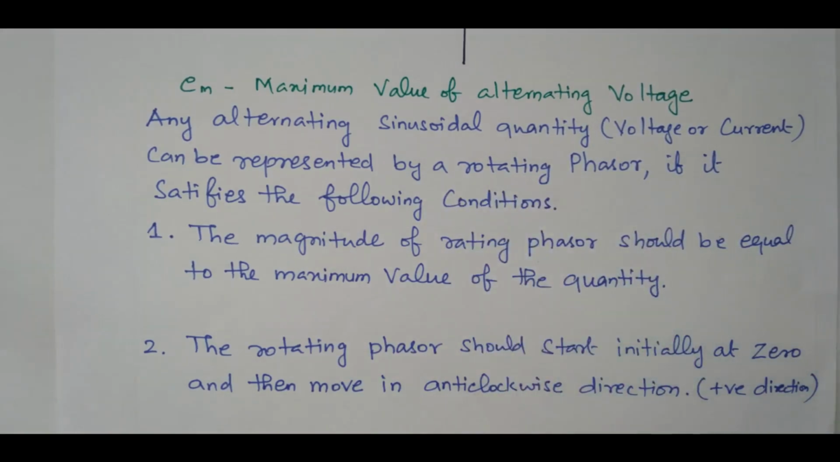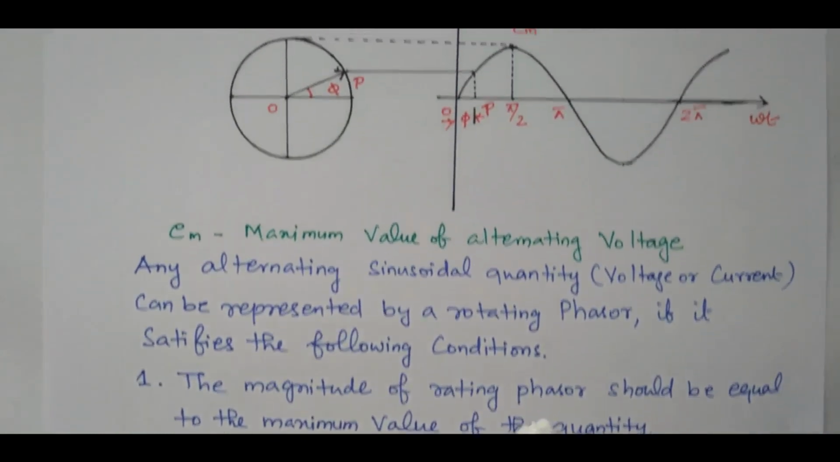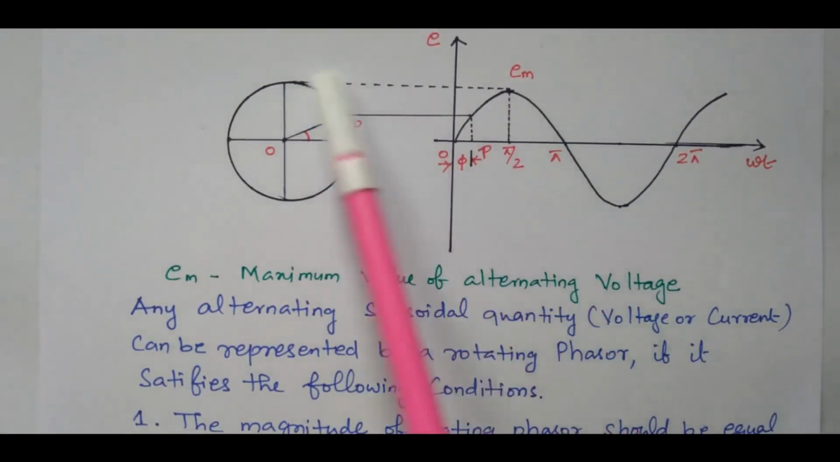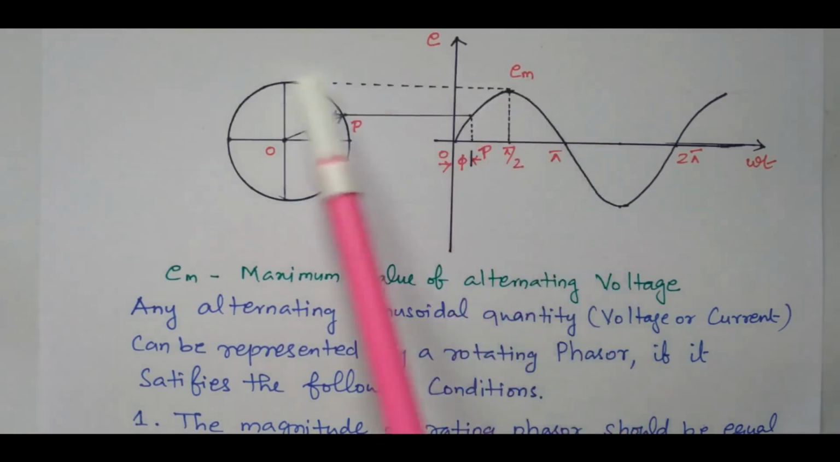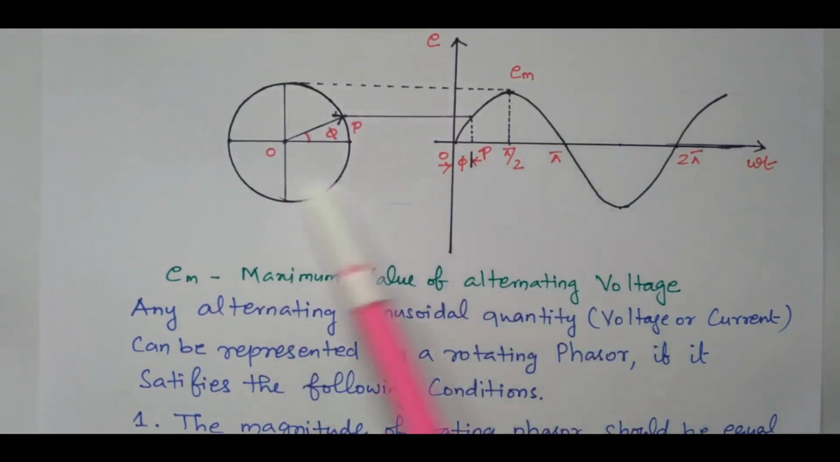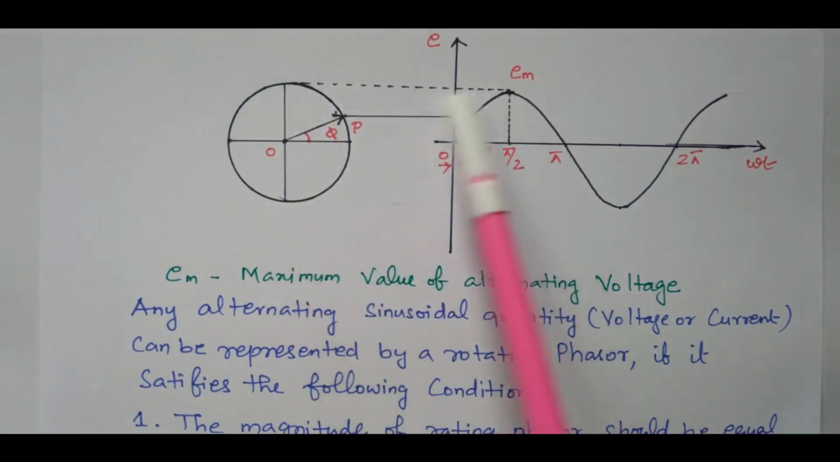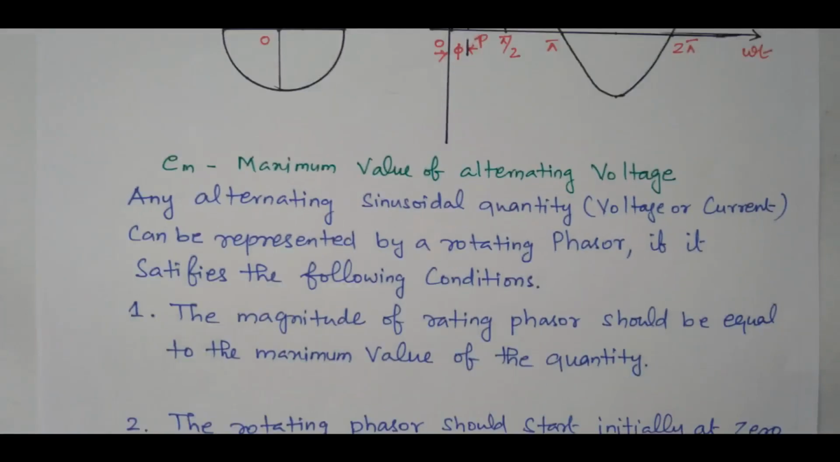What is the first condition? The magnitude of the rotating phasor should be equal to the maximum value of the quantity. So the magnitude of the rotating phasor should be equal to the maximum that is available. So this is the maximum value, and this is also the maximum value. So both are equal, and we can represent this as a rotating phasor. The sine wave can be represented as a rotating phasor because the maximum magnitudes are equal.